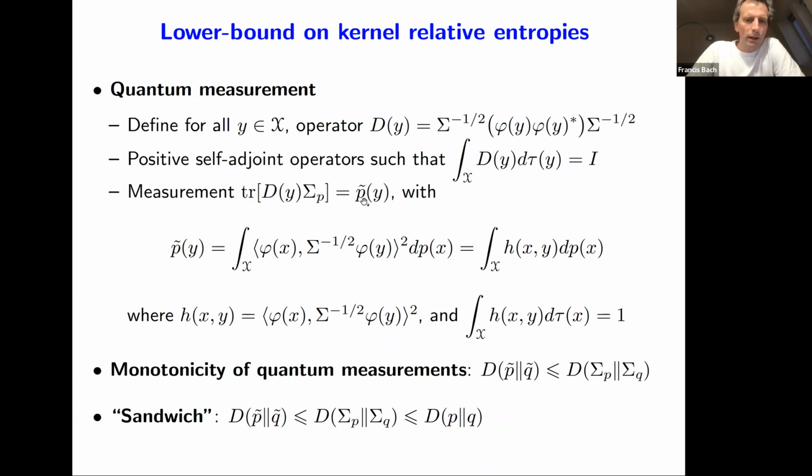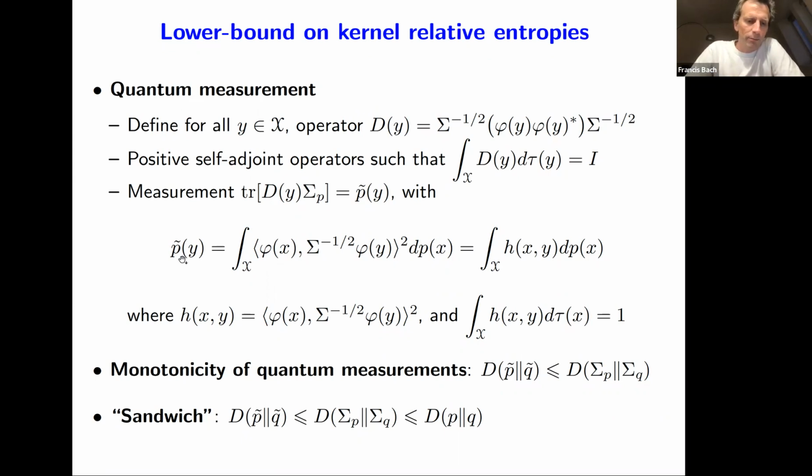Now you can look at how P tilde of y is related to P. By definition, the trace of dy sigma P is exactly the trace of this times sigma P. Sigma P is the integral of phi of x times phi of x transpose, and you end up with a square like this of phi of x transpose phi of y, but renormalized by the square root of the inverse of sigma. So you get a square.